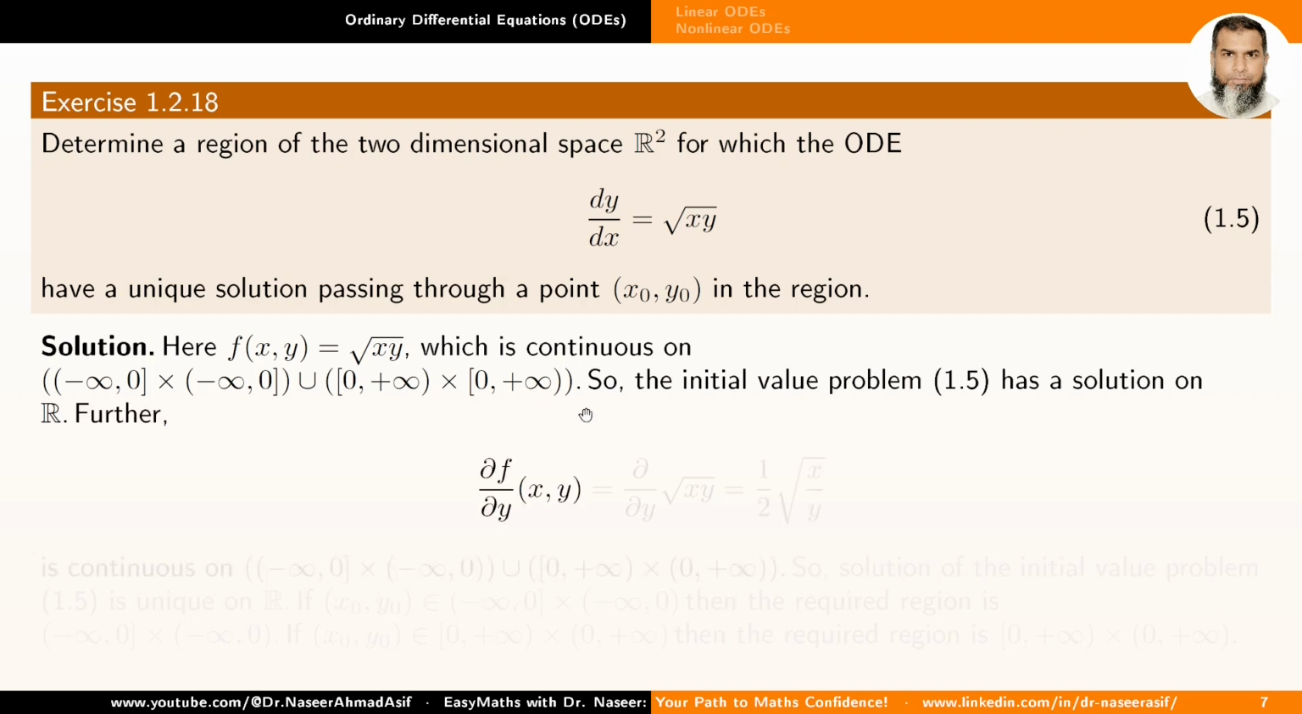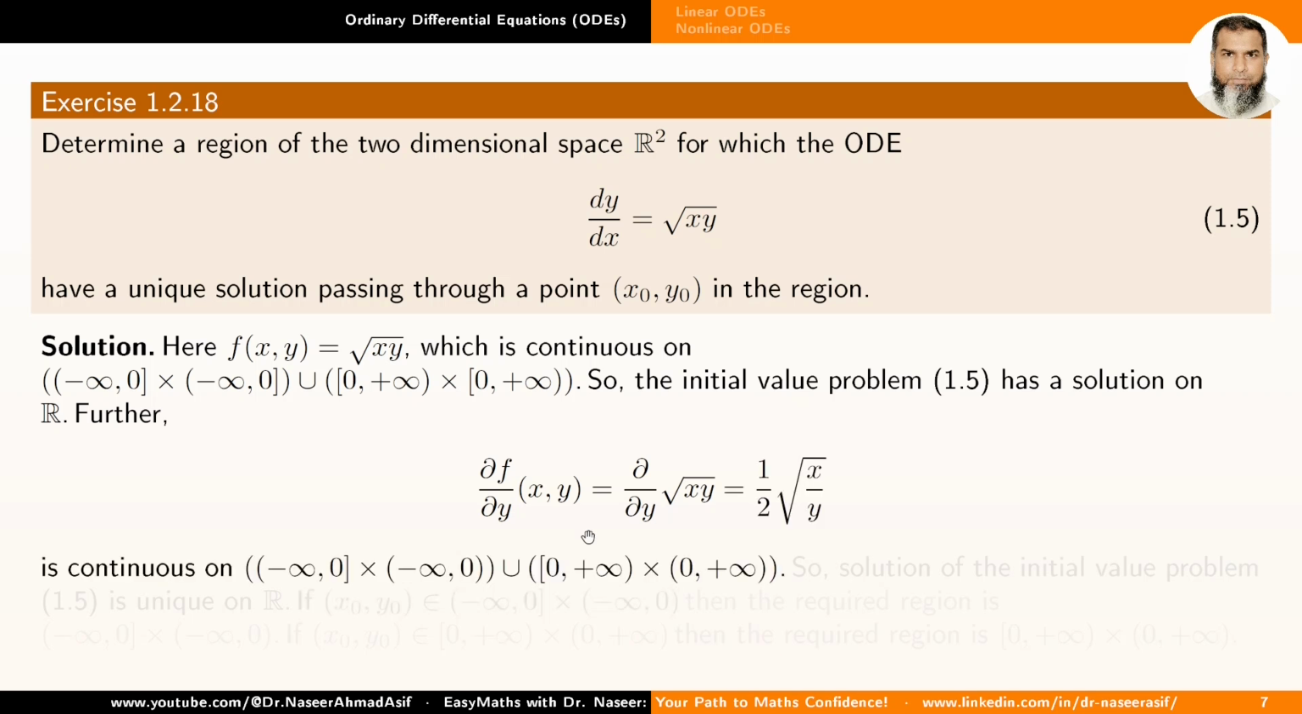The partial derivative of f with respect to y, of f(x,y) = square root of xy, is equal to 1 over 2 times the square root of x over y, which is continuous on the closed interval minus infinity to 0 cross the open interval minus infinity to 0, union the closed interval 0 to plus infinity cross the open interval 0 to plus infinity. So the solution of the initial value problem 1.5 is unique on R.